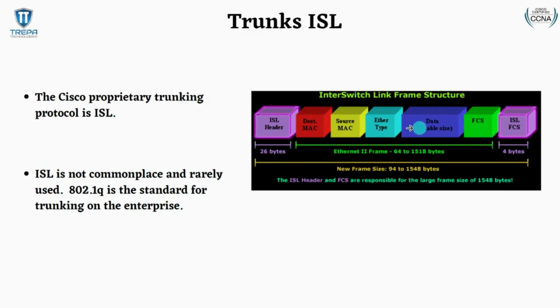And then I told you about the other one, the Cisco proprietary one, which is called Interswitch Link Frame Structure. Not gonna go into this frame. I mean, you can see already some things about it: 26 bytes instead of the 4 bytes of 802.1q. It's not commonplace. I've never seen it used, and 802.1q is definitely the standard for trunking. Just important thing to know for your exam that this one is Cisco proprietary.